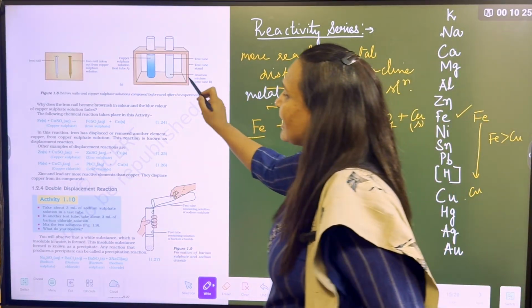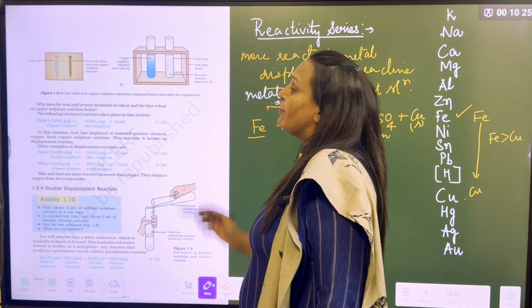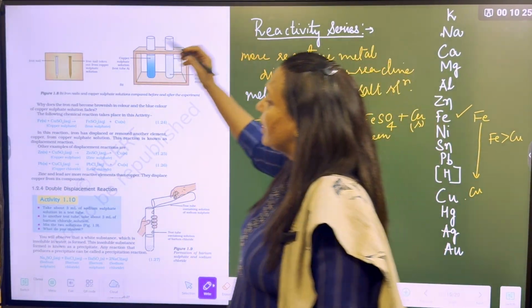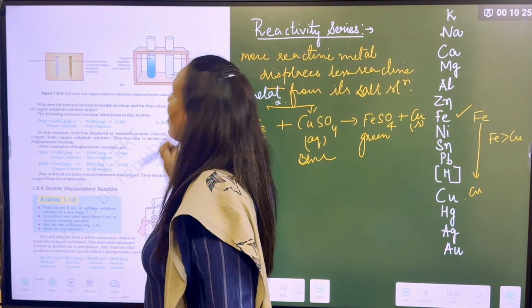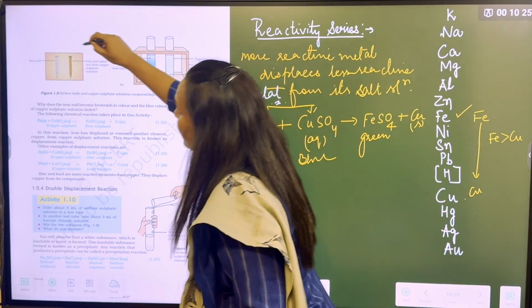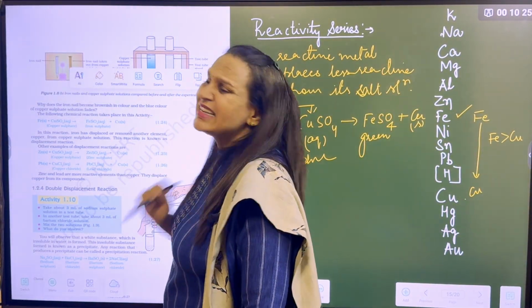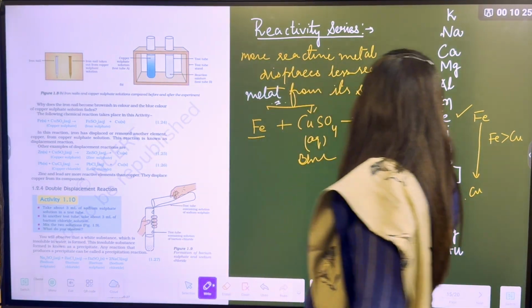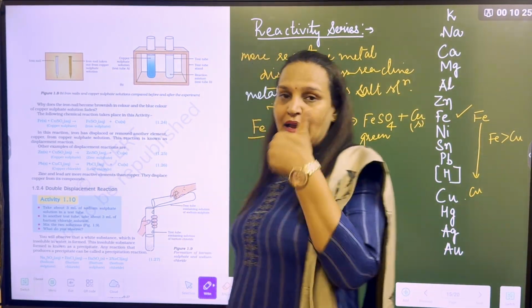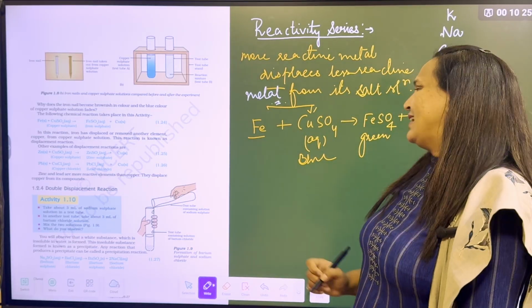So this is the activity they have shown, where they have taken an iron nail before the reaction. They dip the iron nail into the copper sulfate solution. So when they took out the iron nail from the copper sulfate solution, why is it brown? Because copper gets deposited on the iron nail. Am I clear?